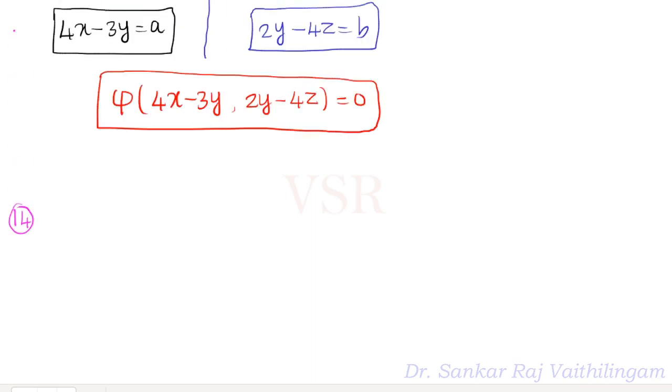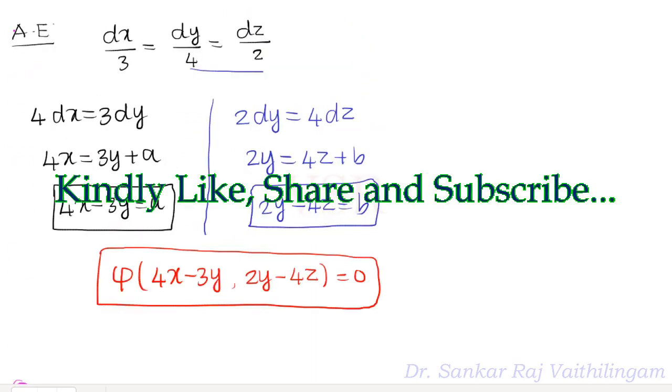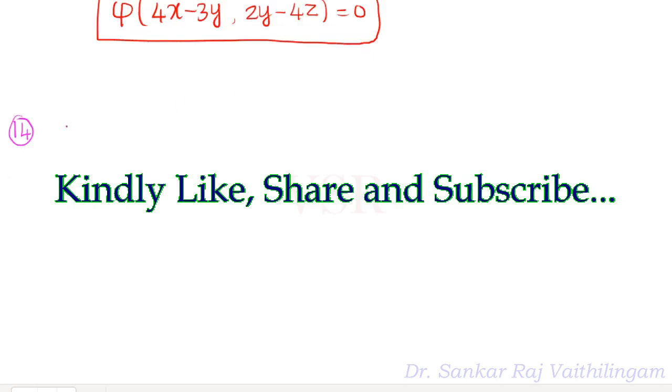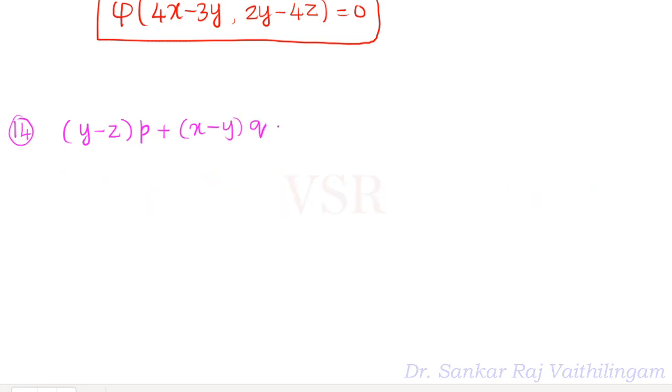Look at this. Now we will go for the 14th problem. The 14th problem is given as: y minus z into p plus x minus y into q is equal to z minus x. Check it correctly: y minus z, x minus y, z minus x.